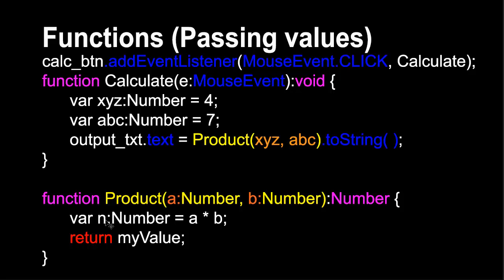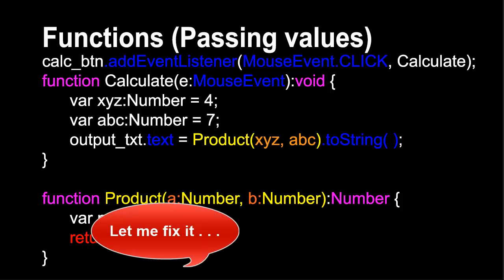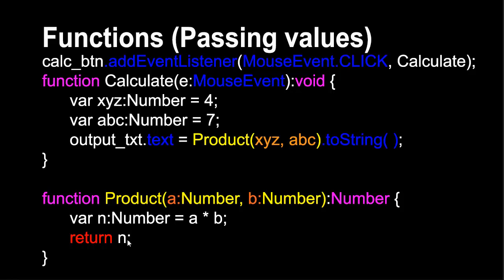I have a variable n here, which is also a number data type. It equals A times B. So 4 times 7 is the value of n, and this should be, instead of my value, an n here. So I'm going to return n. The value of n, which is going to be 28, will go into or replace this product xyz abc. That's the result. I'm going to use .toString, convert that to a string. And so the string of 28 goes into the text property of output underscore txt.